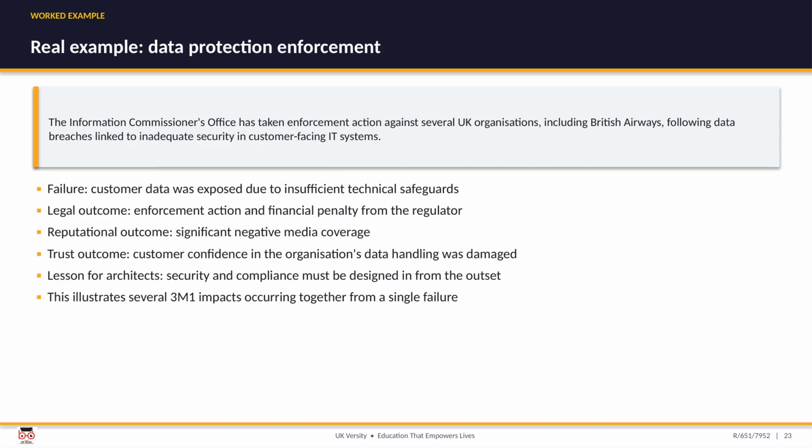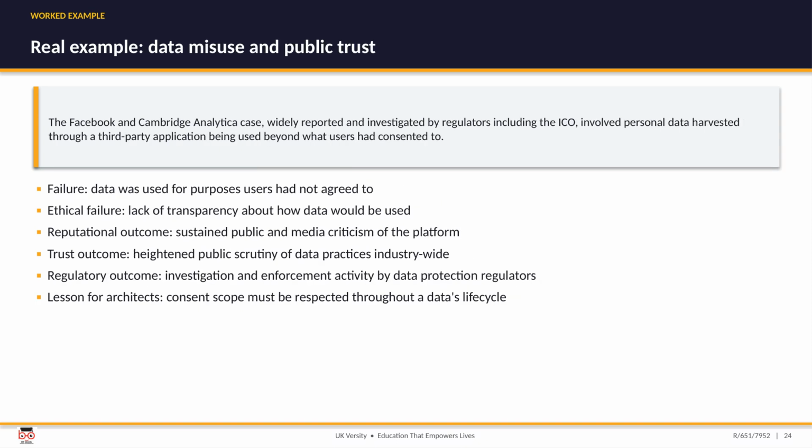And notice how a single failure triggered several of those impacts at once. A second case makes the ethical dimension vivid. In the Facebook and Cambridge Analytica affair, widely reported and investigated by regulators, including the ICO, personal data harvested through a third-party application was used well beyond what users had consented to. The core failure was that data was used for purposes people had never agreed to, and there was a clear lack of transparency about how it would be used.